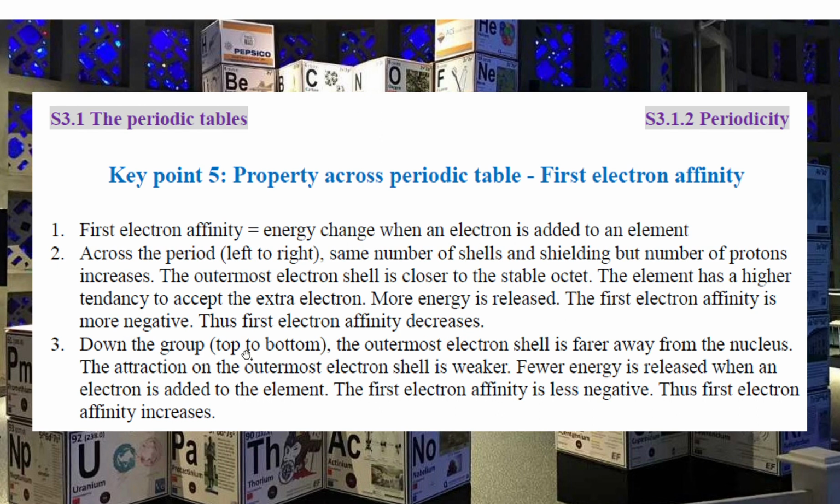But down the group, the same concept: far away, less attractive force, so less energy is released, so less negative and it increases. Less negative is an increase. Be careful, it's an exception. For the other trends, all the numbers are positive, except for electron affinity, where the number is negative. So more negative is a decrease.